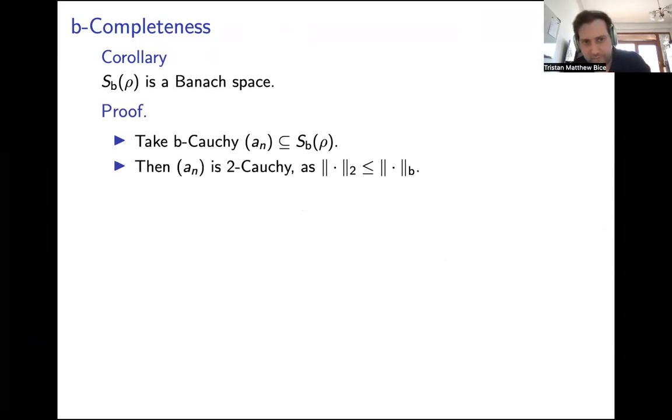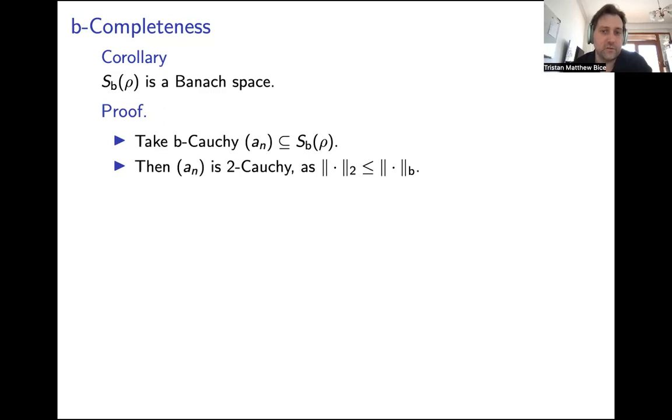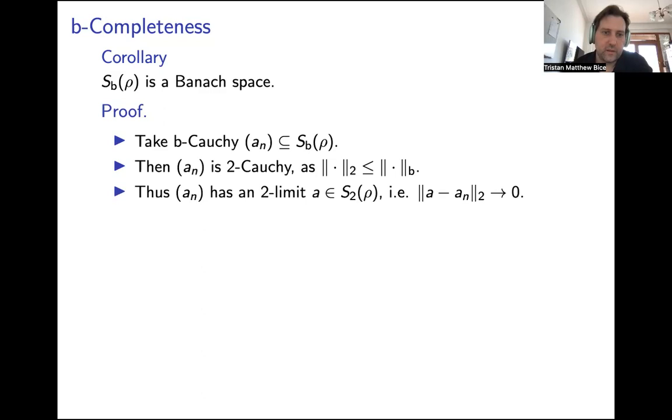And again, arguing like before, this in particular tells you that they have to be 2 Cauchy, because the 2 norm is now dominated by the B norm. And so again, just like before but using 2 rather than infinity, we know that we have some 2 limit A. In other words, we have some section with finite 2 norm such that the 2 norm of A minus a_n goes to 0.